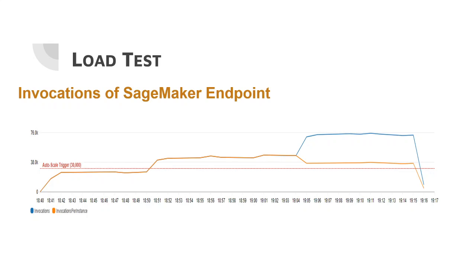The total number of invocations jumps up, but the number of invocations per instance remains steady, showing that the load is shared between the two instances, showing also that our auto-scaling policy does work and will automatically scale to match load.